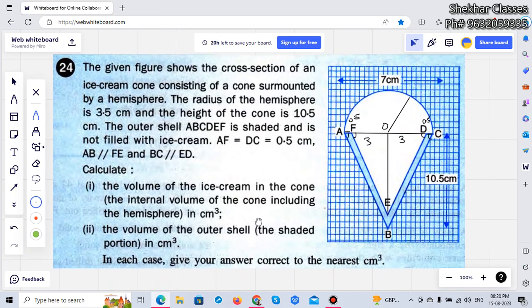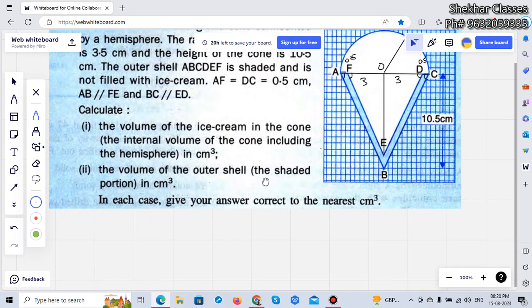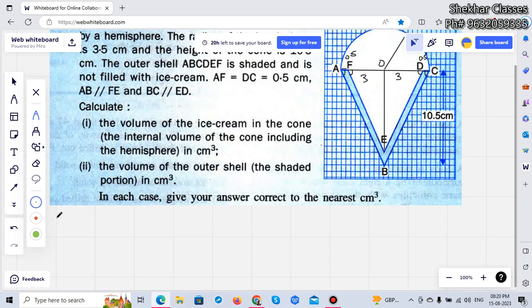So let's do it. First of all, we have to prove the two triangles similar. So we'll write here: in triangle ABC and triangle FED.